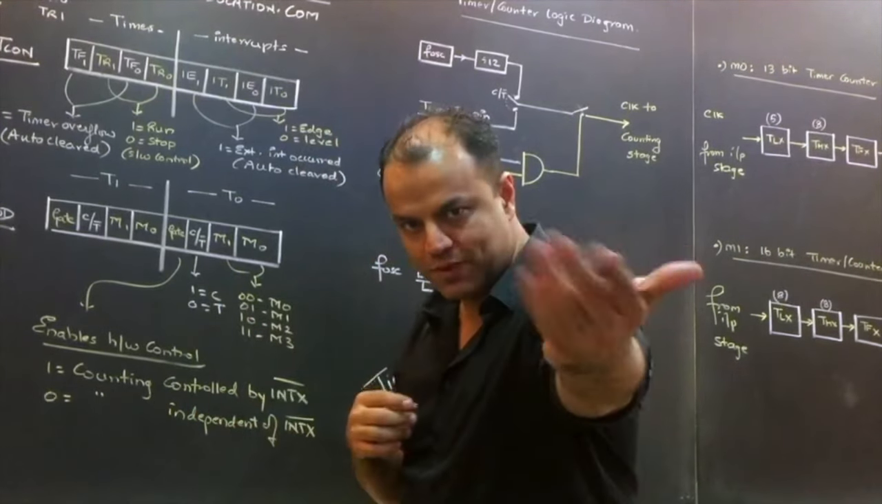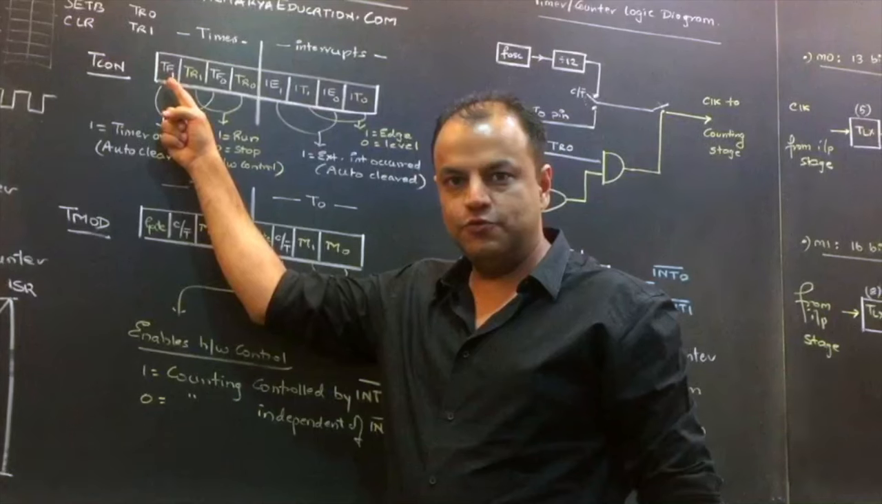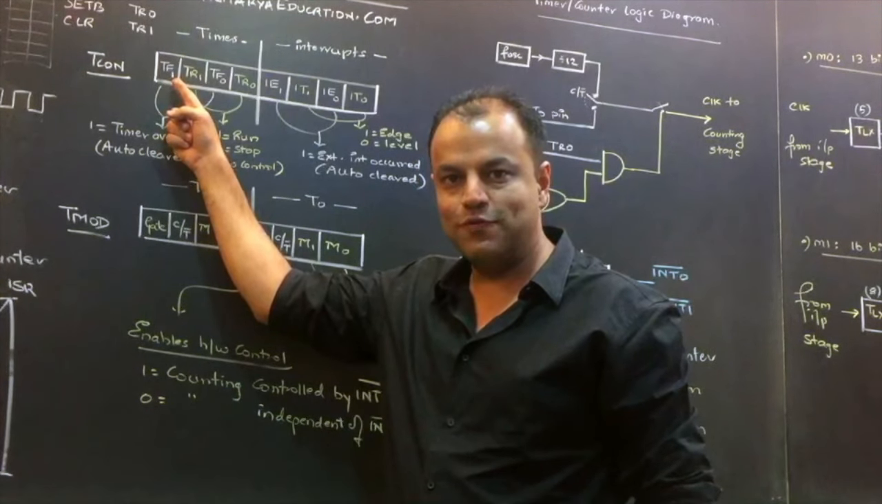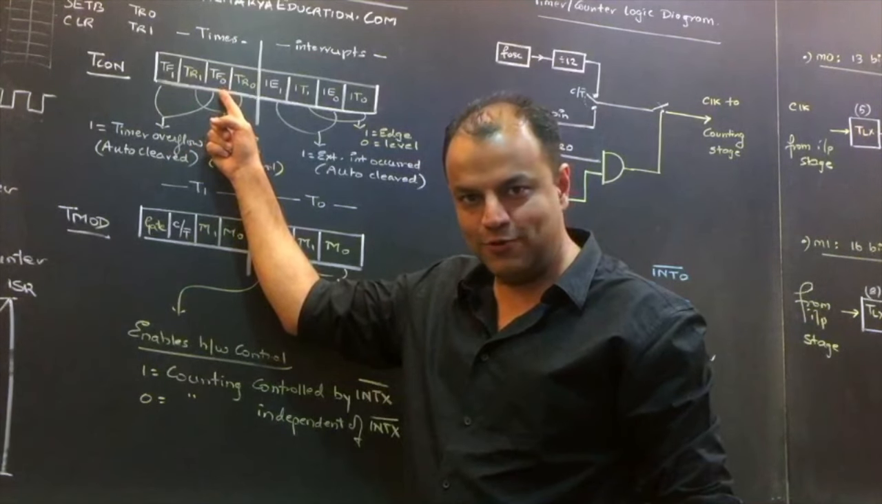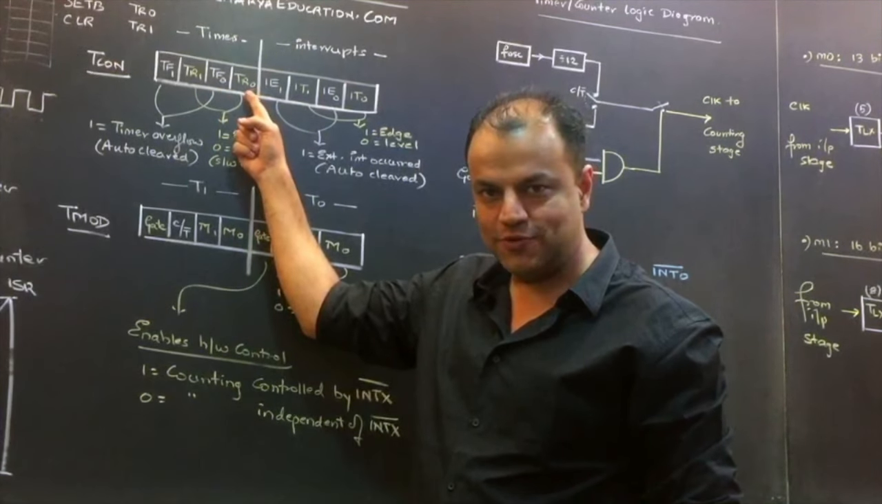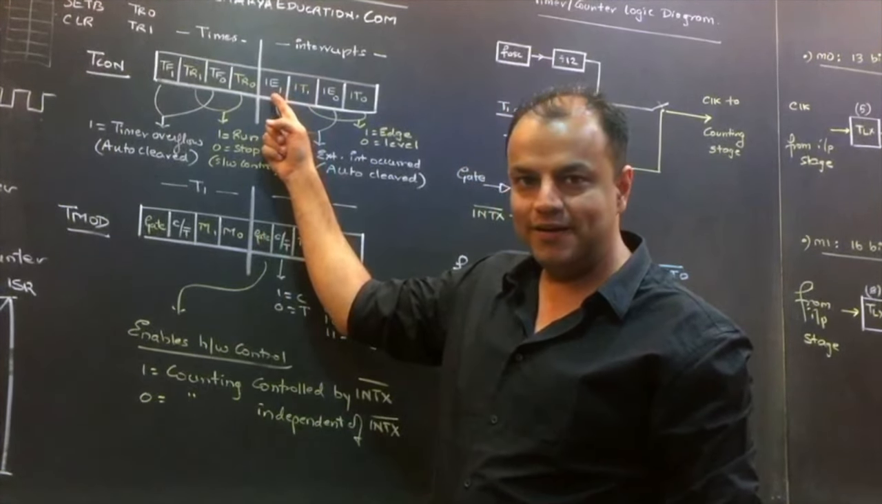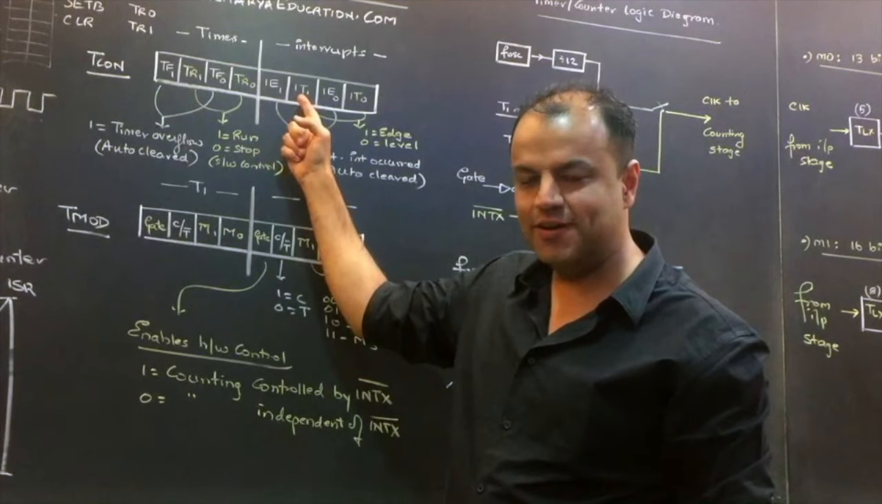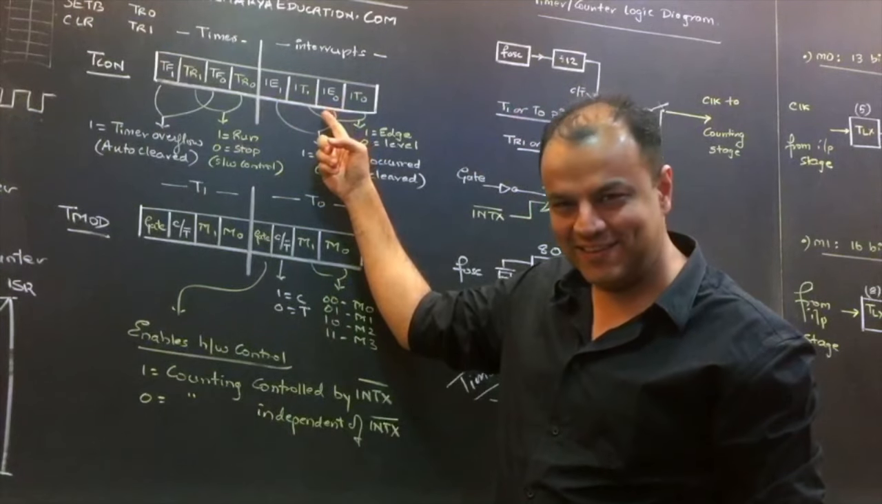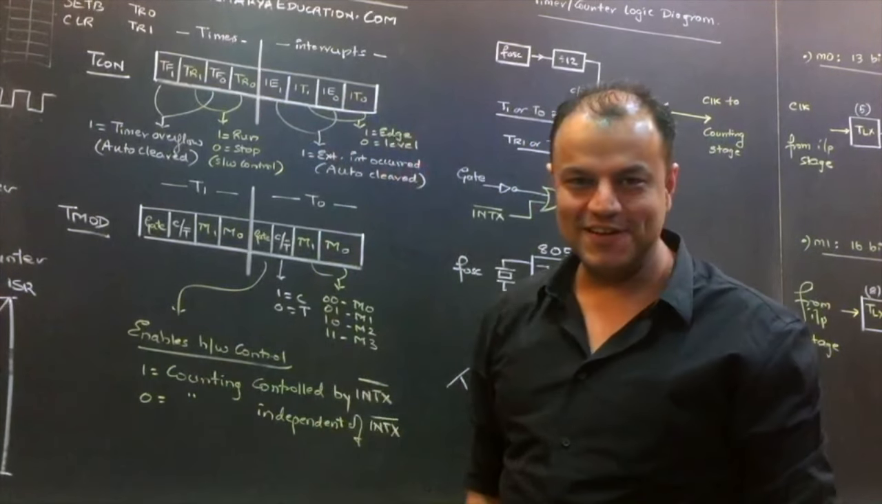One minute recap before we go ahead. This bit is used to tell whether timer 1 has overflown. This is used to tell whether timer 1 is running. Whether timer 0 has overflown, whether timer 0 is running. Whether external interrupt 1 has occurred, whether INT1 is edge triggered or level triggered, whether INT0 has occurred, whether it is edge triggered or level triggered.